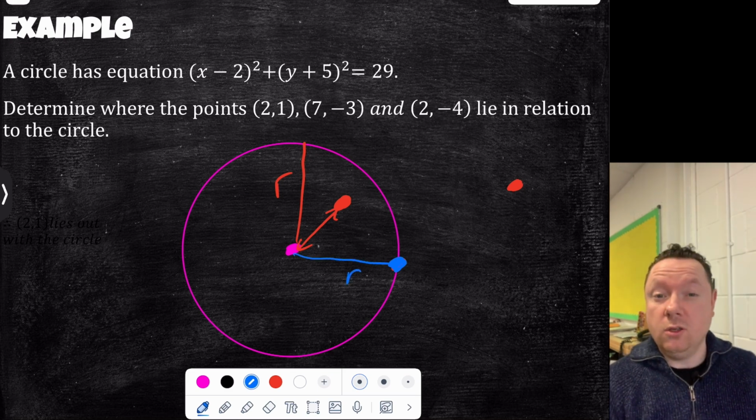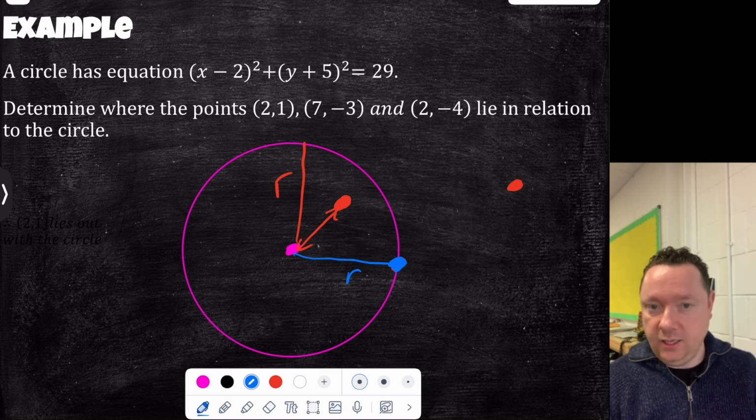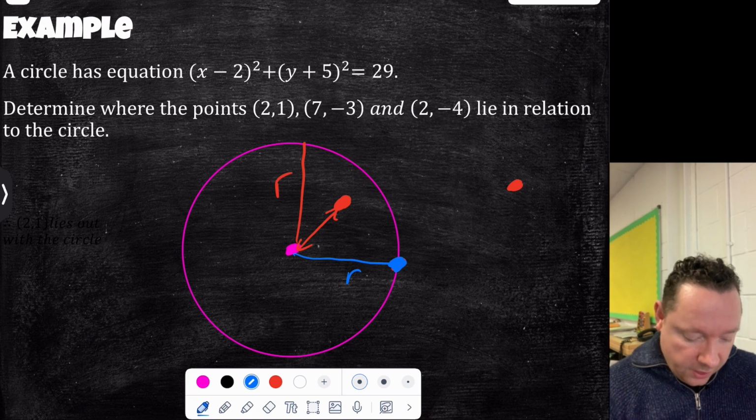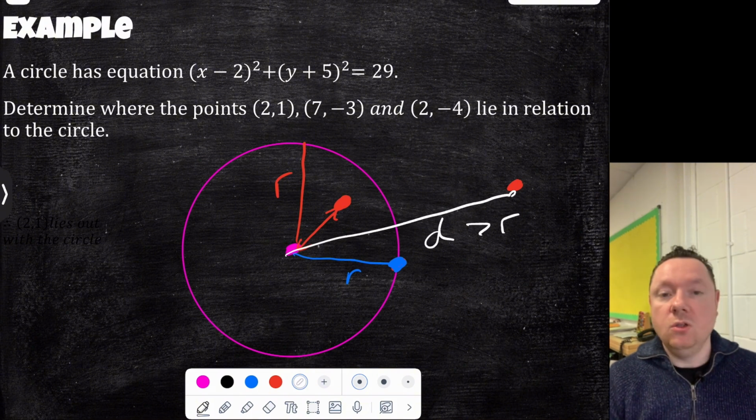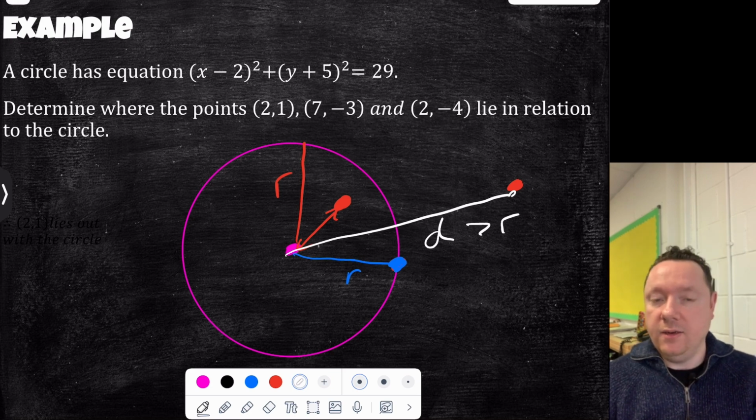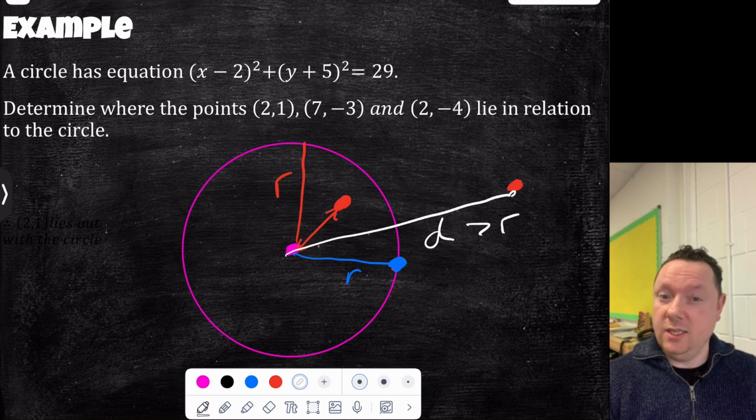So if a point is on the circle, that means the distance between the centre and the point is exactly the same as the radius. But the last thing that could happen is we could have a point way outside this circle here, and that distance here clearly is much bigger than the radius. So if the distance between the centre and the point is bigger than the radius, it means the point is not in the circle, it's outside the circle.